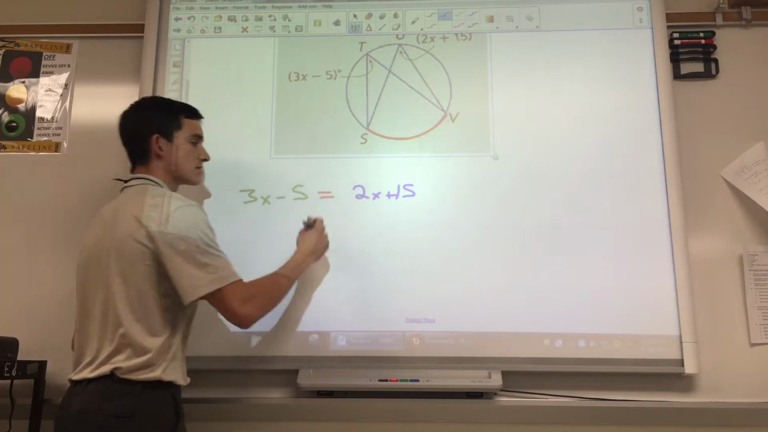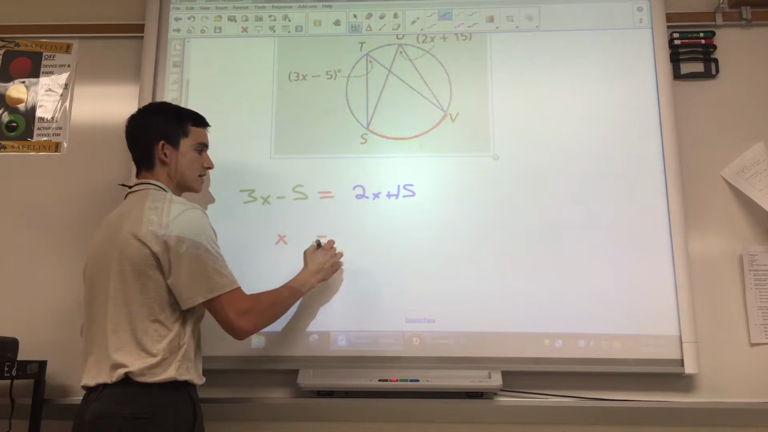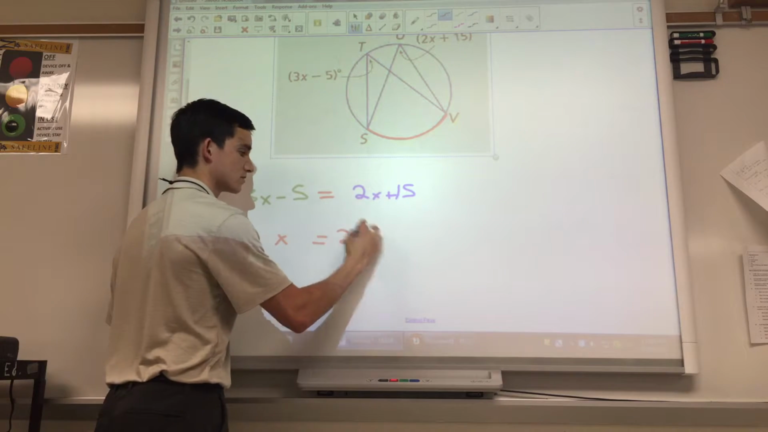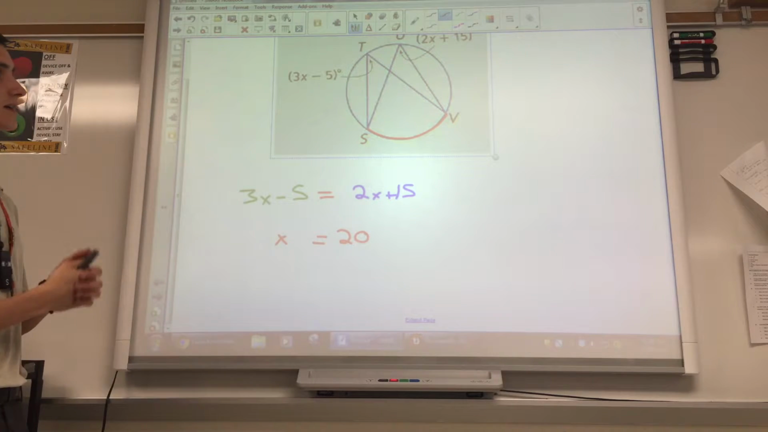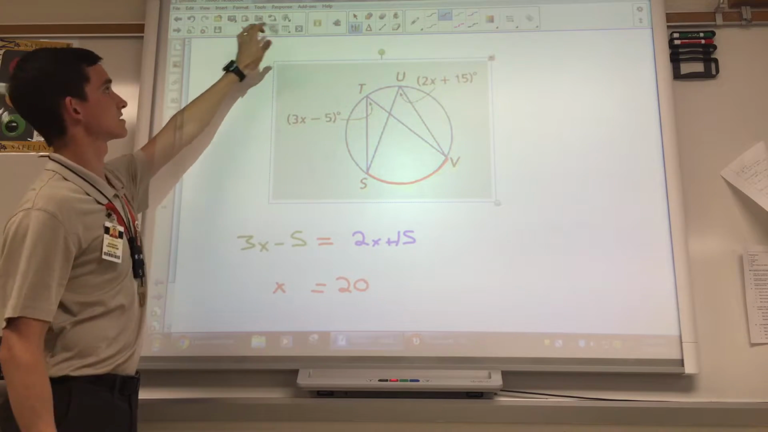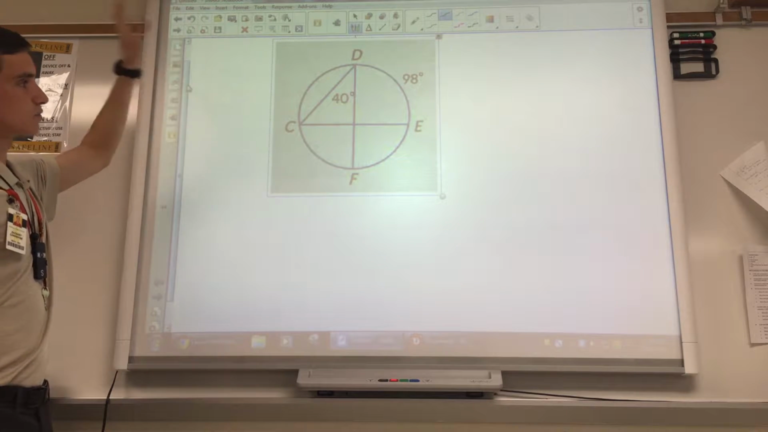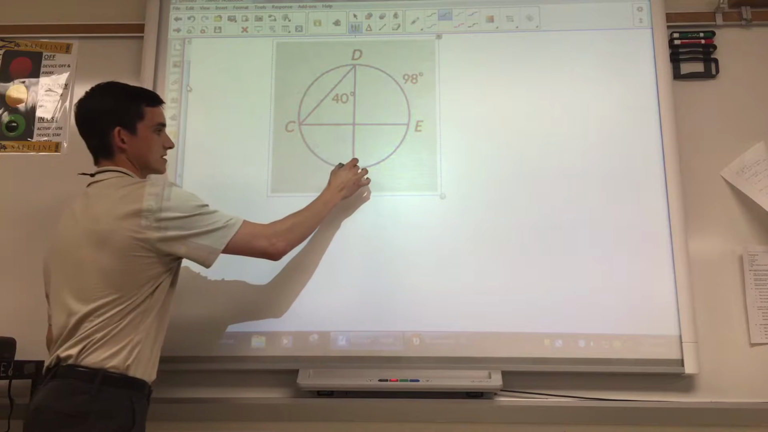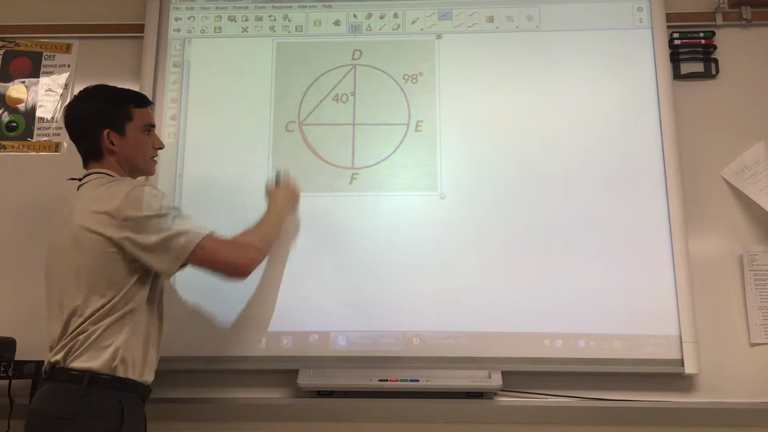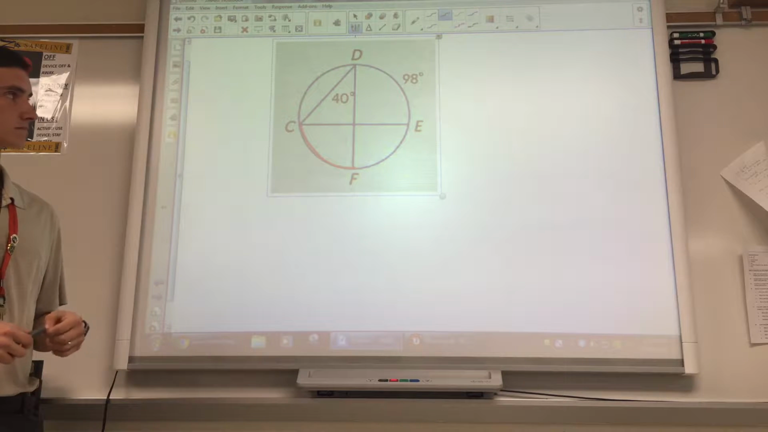So if we know they're the same, you can set them equal to each other and solve. I'm going to subtract the 2x, and add the 5: x equals 20. Okay? And that would be it. X equals 20, and then I could answer whatever questions they would ask me in that situation. What if I asked you, what's the distance in degrees of arc CF? What's the measure in degrees of arc CF?